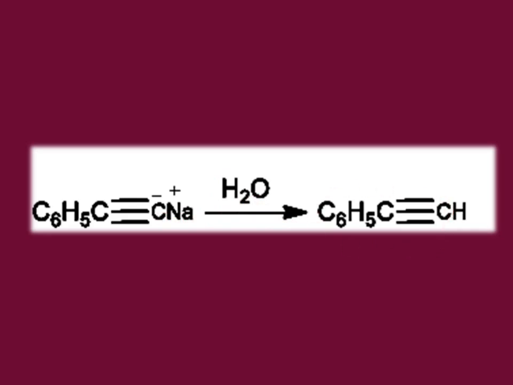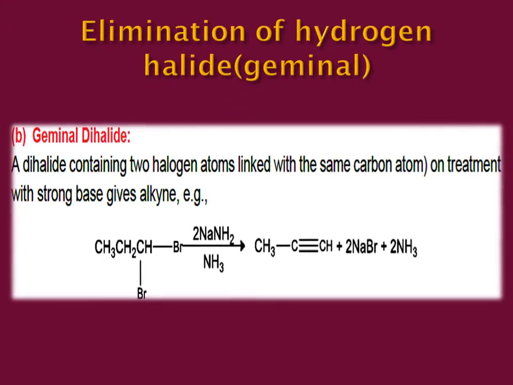Now students, the second method that we are going to study for the preparation of alkyne is the elimination of hydrogen halide from a geminal dihalide. A dihalide containing two halogen atoms linked with the same carbon atom is called a geminal dihalide. When it is treated with a strong base, it gives alkynes. We are using sodium amide as a base in the presence of liquid ammonia. It is going to give us alkyne along with sodium bromide and ammonia.